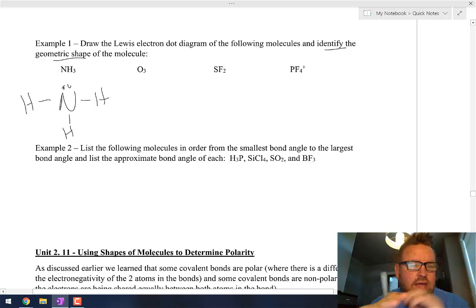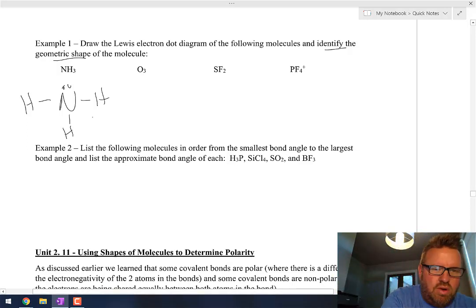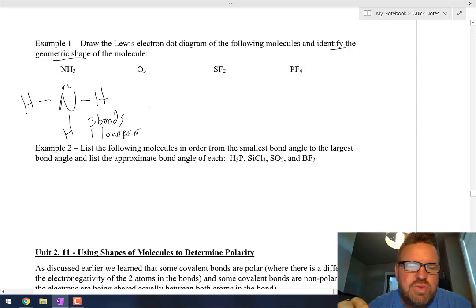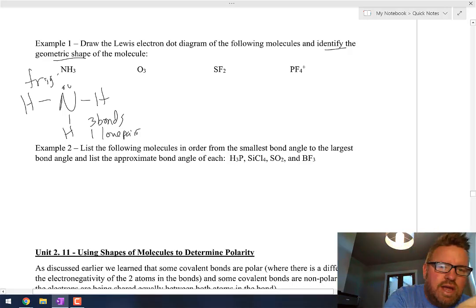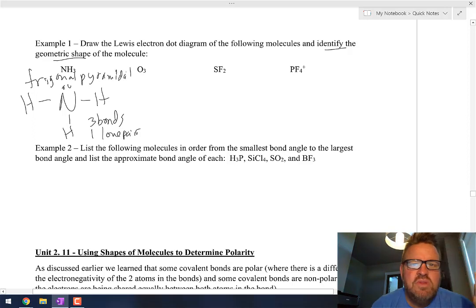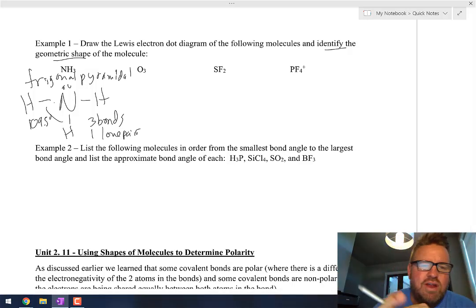Here, it doesn't matter how I drew it. All I do now is say, okay, NH3 has 3 bonds and 1 lone pair. And then it's my job to remember that any molecule that has 3 bonds and 1 lone pair is a trigonal pyramidal shape. That is identifying the geometric shape of the molecule. It doesn't ask for it, but we could also say that the bond angle would be a little bit less than 109.5. If I ask you on a test what the bond angle in NH3 is, and you said 109.5, I would give you credit for that.